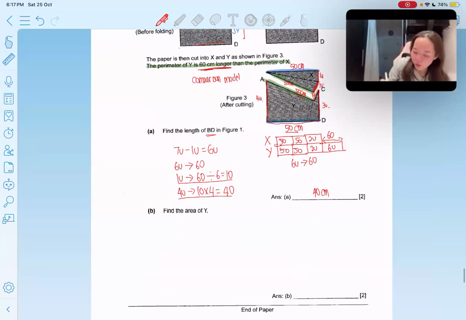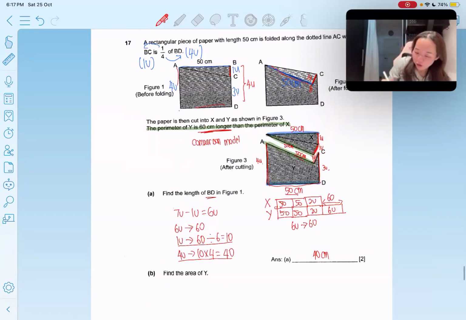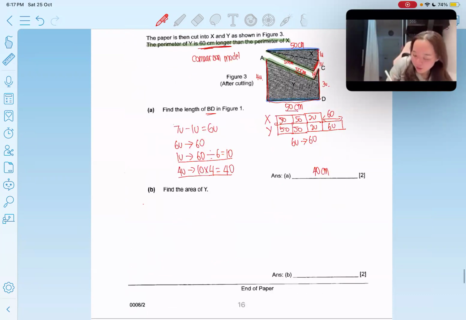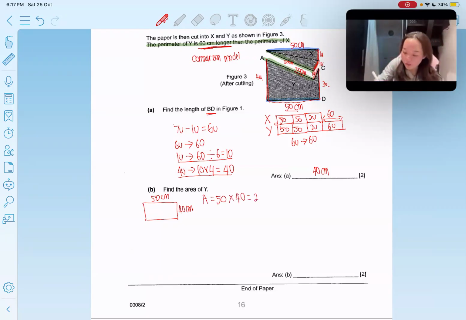So now, can we find out what is the area of the rectangle? Area of this rectangle, I know the length is 50 cm, and I know that the breadth, BD, is 40 cm. So to find the area will be 50 times 40. I know that 5 times 4 is 20, and then I just add the 2 zeros behind. Or you can just press your calculator. You will get 2000.